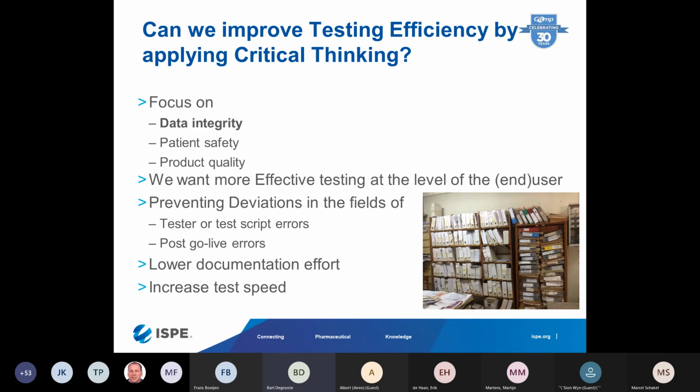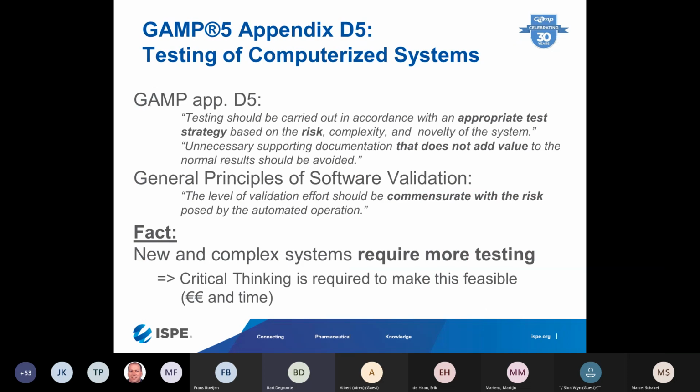How do we want to do that? Make sure that our documentation effort is related to the risk of the features and functions that are in our software package. If we make the combination of the right focus on data integrity, also a more effective testing, so we know what we are testing, which features we want to test, it's important to increase our test speed.